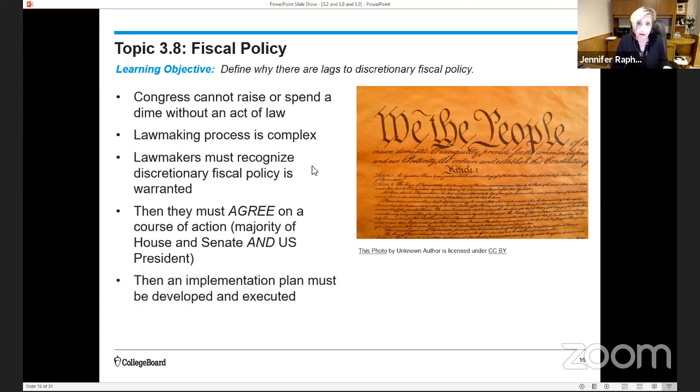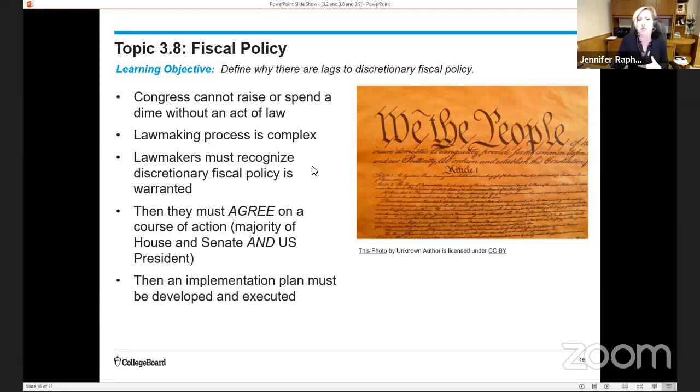So then an implementation plan has to be both developed and executed. So once Congress passed the initial stimulus package to respond to the shutdown of the U.S. economy triggered by the shelter-in-place orders, the Congress then had to figure out, how do we get this money that we're saying we're going to provide to small businesses in order to support their ability to keep people on the payroll? How are we going to get that money into their hands? Which banks are going to conduct it? How are banks going to conduct it? What are the regulations that are part of this package?